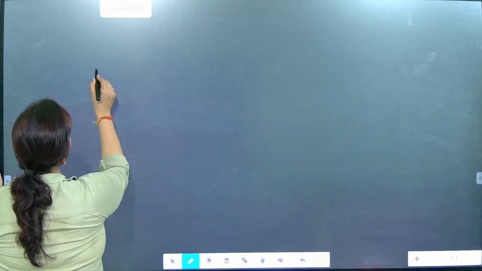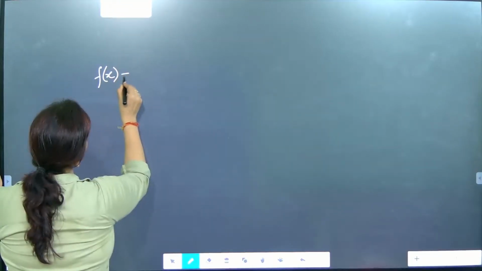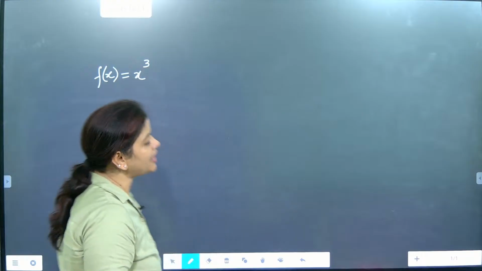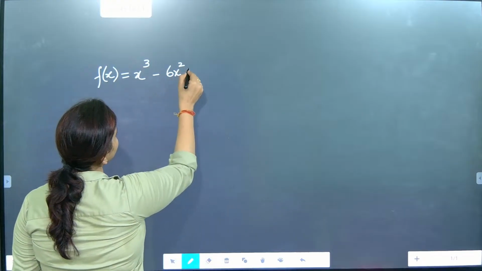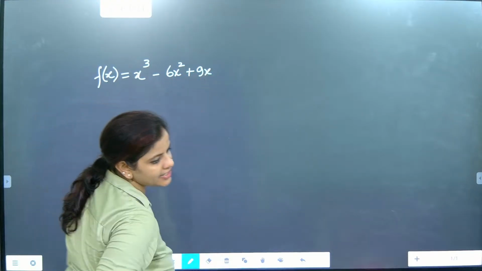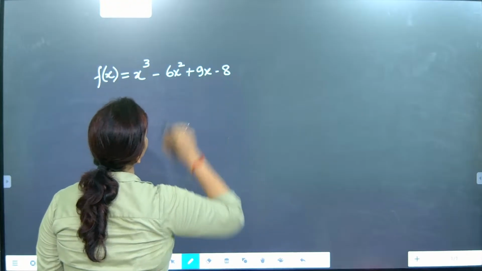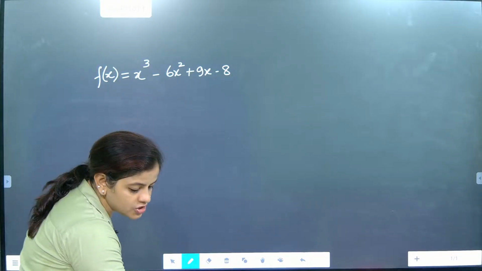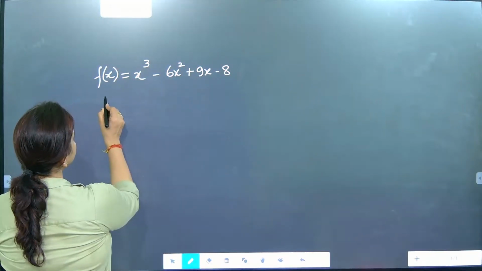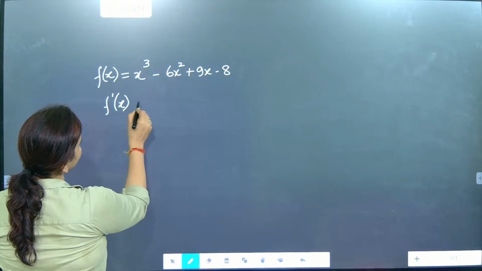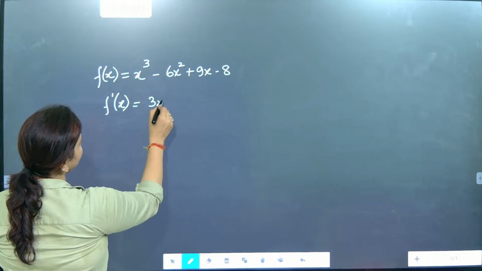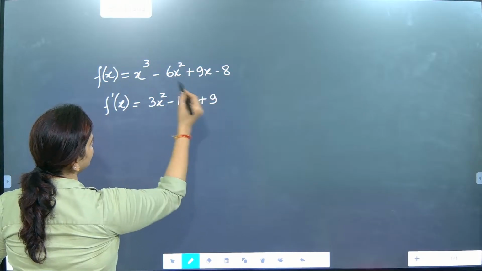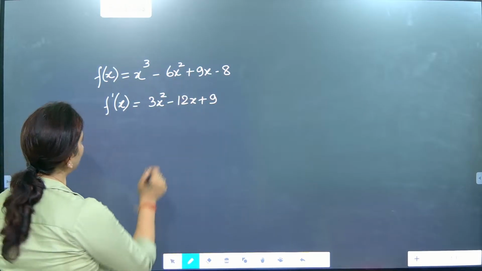Now look here, beta. Write the question: f of x is equal to x cube minus 6x square plus 9x minus 8. Done? First work is we have to differentiate it. So let's differentiate it. F dash x will be 3x square, since x cube becomes 3x square, 6x square becomes 12x, plus 9. Done?